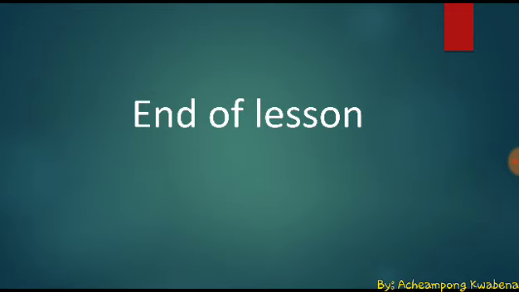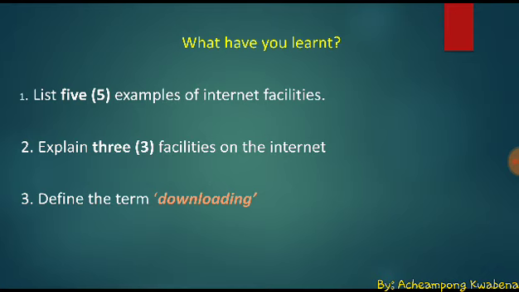We will end our lesson here. But before we leave, we'll go through a short question which you need to answer and post on your website. The first one is to list 5 examples of internet facilities. Then 2, explain 3 facilities on the internet. Then 3, define the term downloading. I explained downloading to you under file transfer. So file transfer has 2 main actions, either downloading or uploading. So after doing this exercise, you submit on your platform.